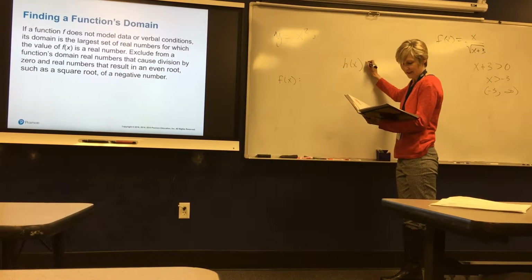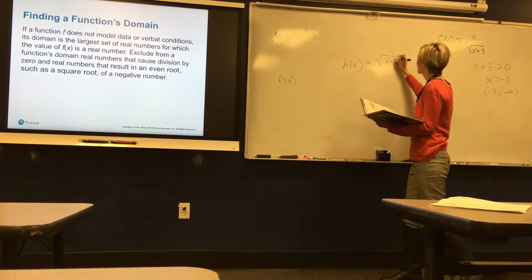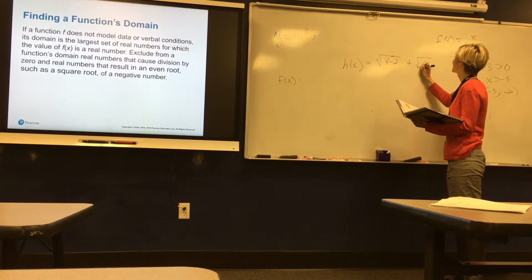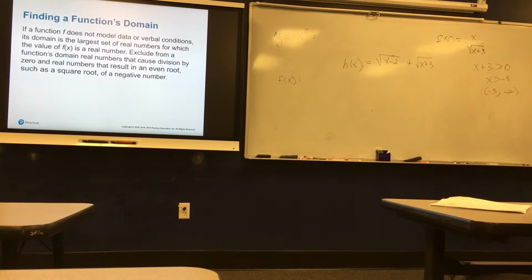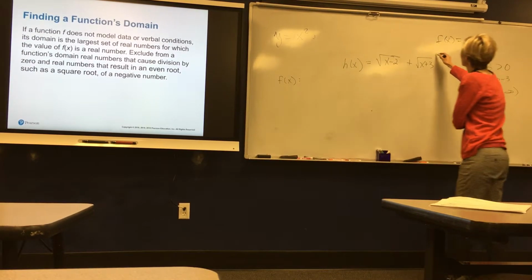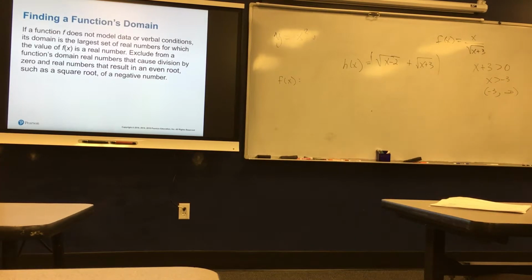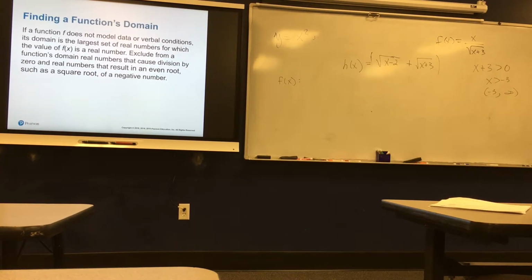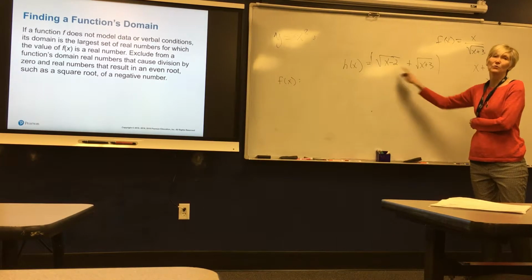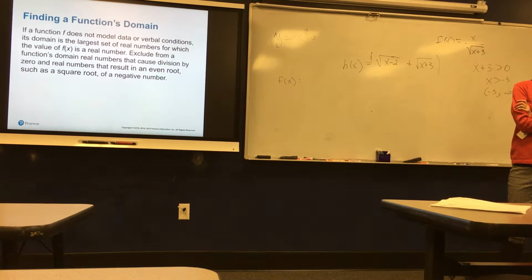H of x equals the square root of x minus 2 plus the square root of x plus 3. So see who can get that. First one that gets it, just raise your hand and tell me what the domain is. What is the domain of that? And that whole thing is the function. Okay? So you have 2 radicals you have to worry about. So you can't pick anything that will make either one of those an imaginary number.